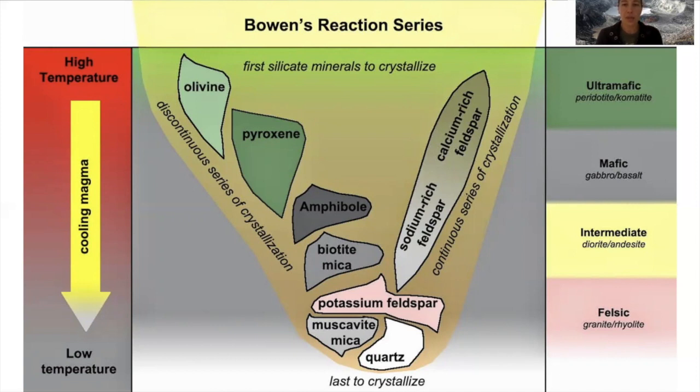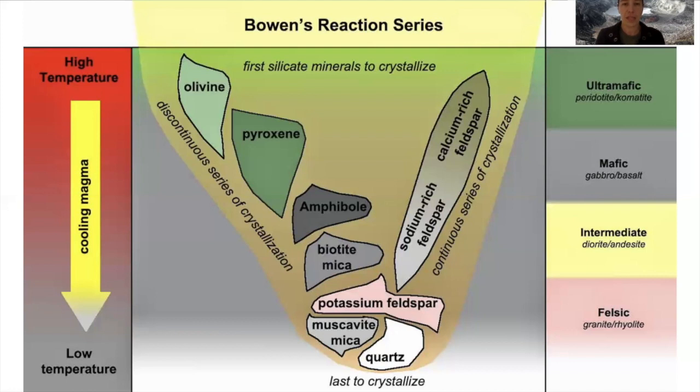What this means in terms of crystallizing a magma is that minerals are going to form in a definite and predictable order within that magma melt. And we're going to start with the minerals stable at the highest temperatures crystallizing first, removing that composition from the remaining melt and working down towards the minerals stable at lower temperatures.